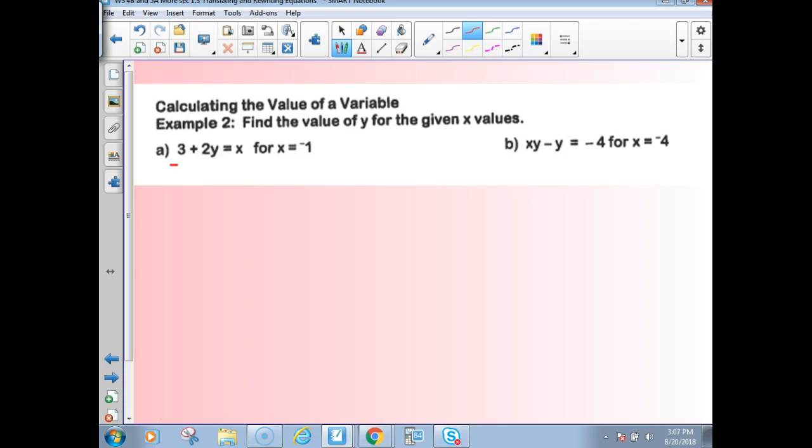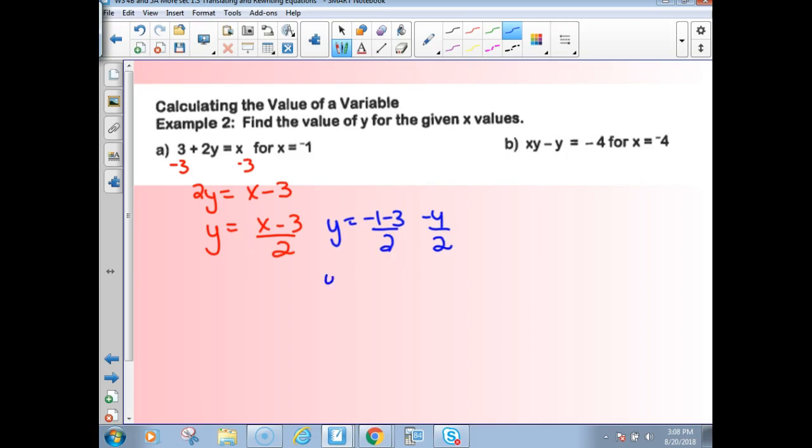All right, so let's subtract 3 from both sides. So we get 2 times y equals x minus 3. Divide by 2, x minus 3 all over 2. Now I'm going to go ahead and substitute in the negative 1. So y is going to be negative 1 minus 3 over 2, which is negative 4 divided by 2, and that's negative 2.